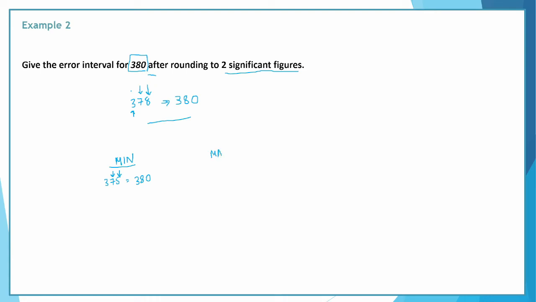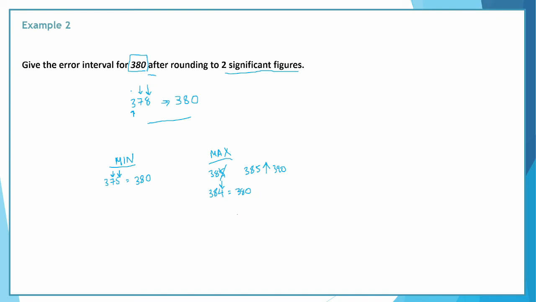And our maximum, you would think it would be 385, but it's not. Much for the same reason we looked at in the previous example, because if it was 385, this would round up to 390. So actually it's going to be 384, because if our decider number is greater than or equal to 5, then it will round up, so we need it to be less than 5. The biggest number that is less than 5 is 4. So this is the maximum number that it can take on in order to still be rounded to 380.